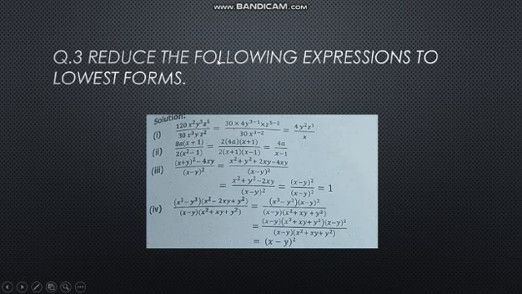Question number 3. Reduce the following expressions to the lowest form. The question is 120 into x square y cube z^5 divided by 30 into x cube y into z square. Simply solve the like powers with the like ones. For example, x has power 3 below, so this power 2 will come as negative. y has power 3, and the other y has power 1, so it will become minus 1. z has power 5, and the other z has power 2, so it will become minus 2. 3 minus 1 is 2, 5 minus 2 is 3, and 3 minus 2 is 1.